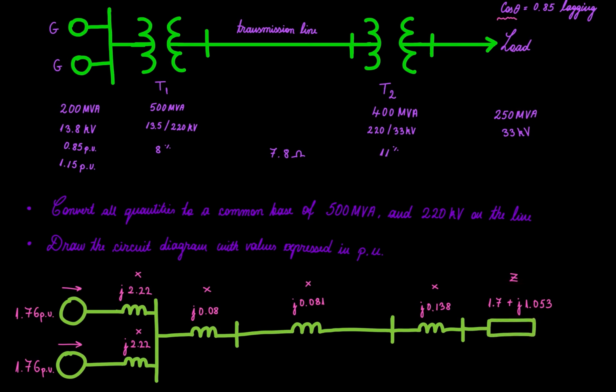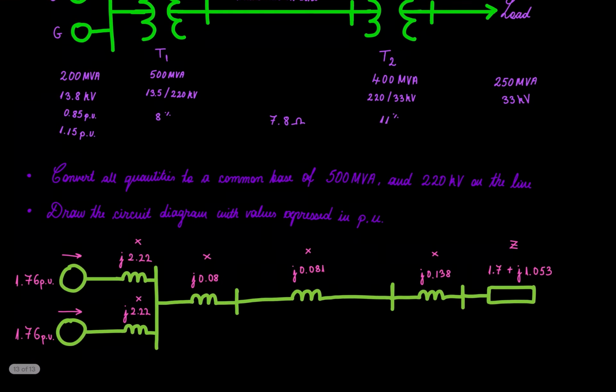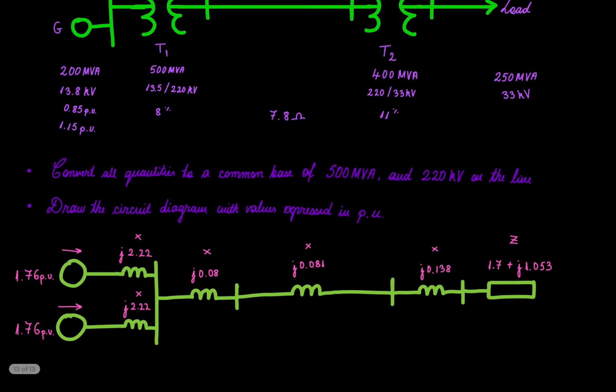We don't have a resistance for the generators. We could have drawn another one like this. So we can say they are ideal generators. Anyway, let's start. So what shall we find first? Let's find the reactance for the generators.